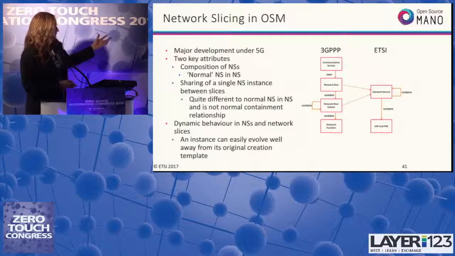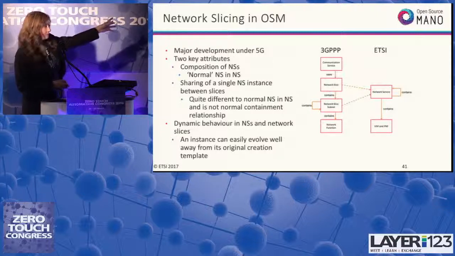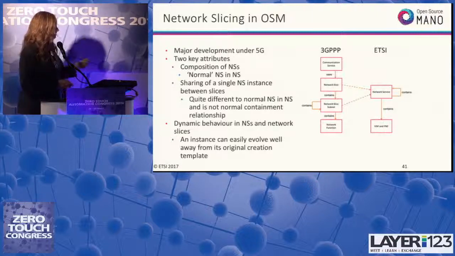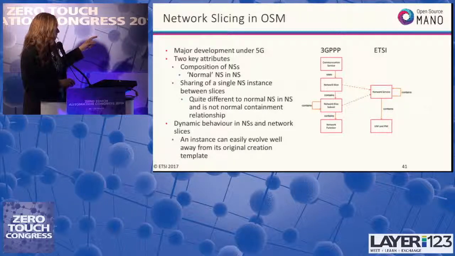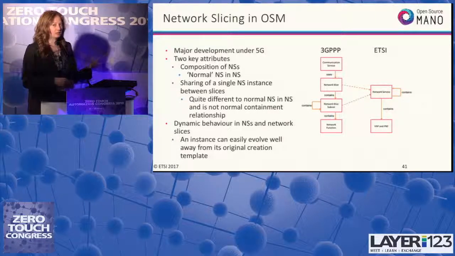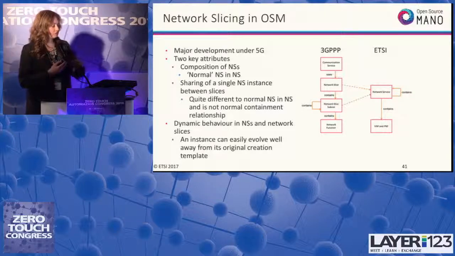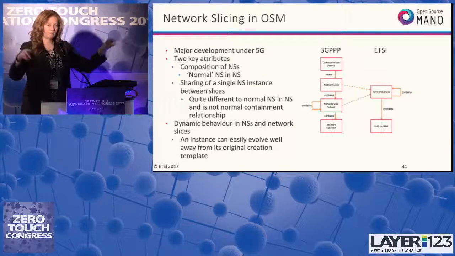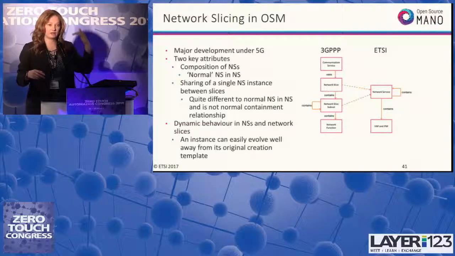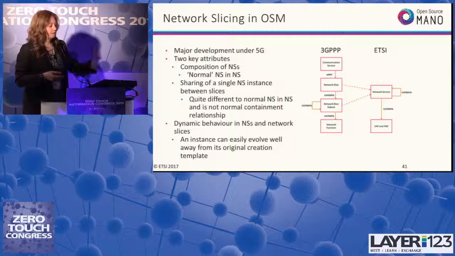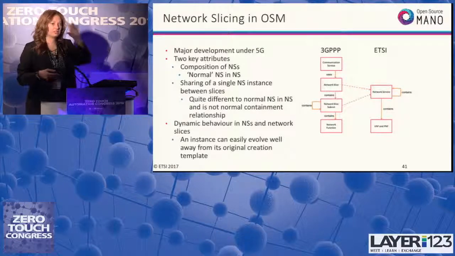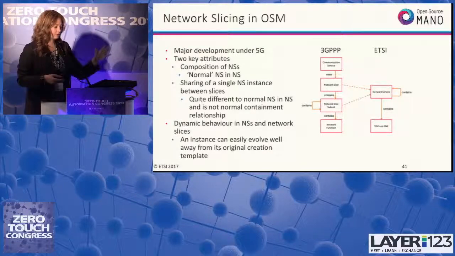So the network slicing in OSM, the major development, as I mentioned, came to us from the 5G initiatives. The two key attributes are the composition of the network service and being able to share a single network service instance between slices. That's pretty interesting. So if you have a network service defined that defines your network pipe, you can have multiple network slices that leverage that. That's the whole point of network slicing, to be able to have these different capabilities using the same network without interfering with each other.